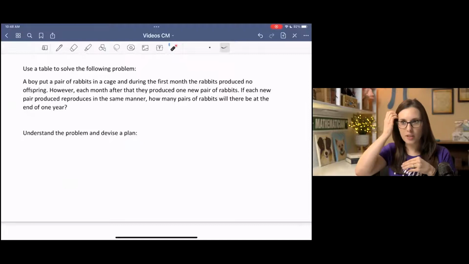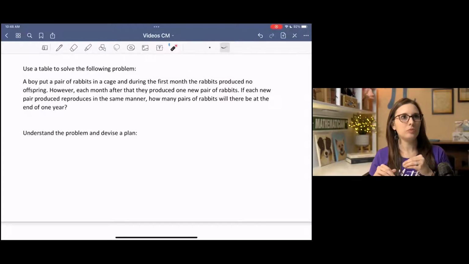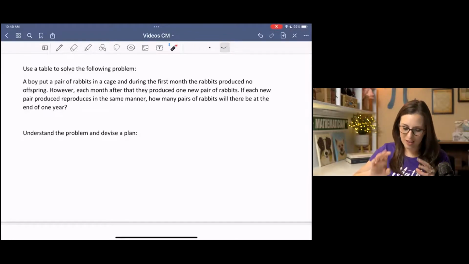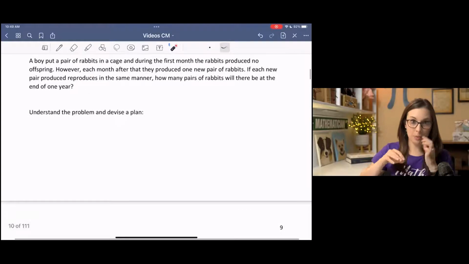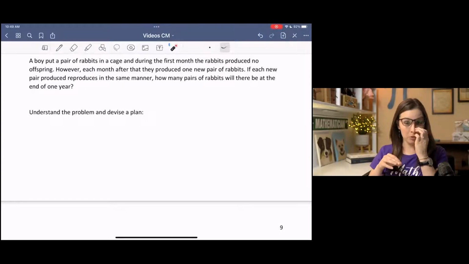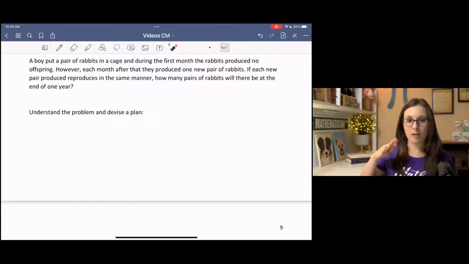So you kind of have to keep in your mind that each month that there's a new pair, it's not reproducing. And the easiest way to solve this type of problem is to either draw a picture, which, if you know rabbits, is going to end up being a lot of rabbits in your pictures, or you can do a table. And in this example, in these notes, I did a table.